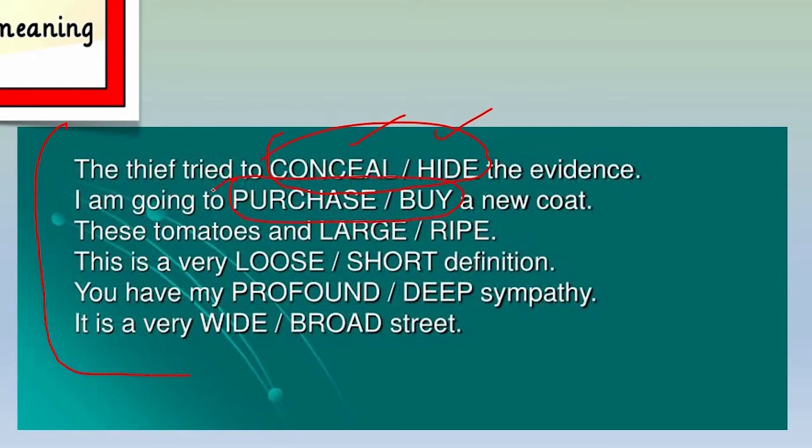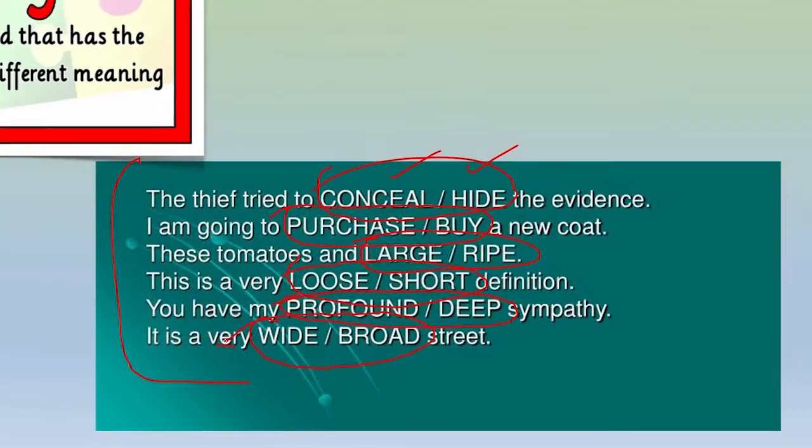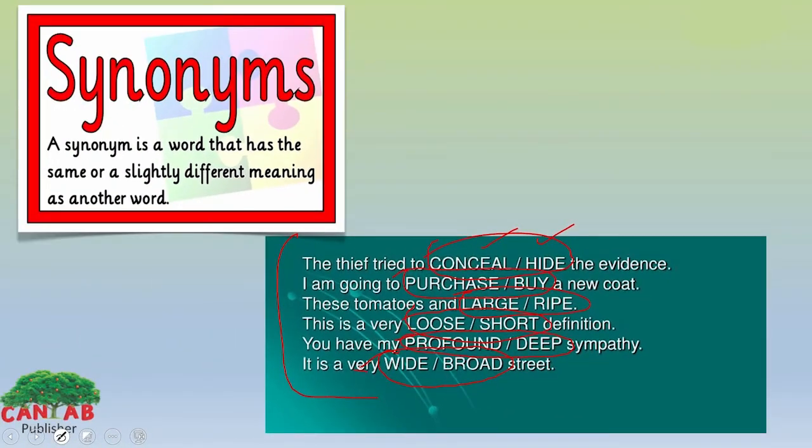Look at the third one. These tomatoes are large or ripe. Look at the fourth one. This is a very loose or short definition. Fifth one. You have a profound or deep sympathy. It is a very wide or broad street. Here, I hope you have learned this about synonyms in your previous class too.